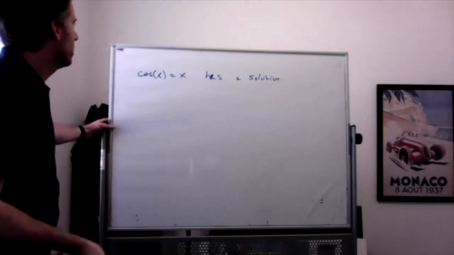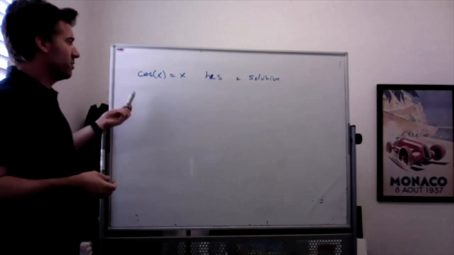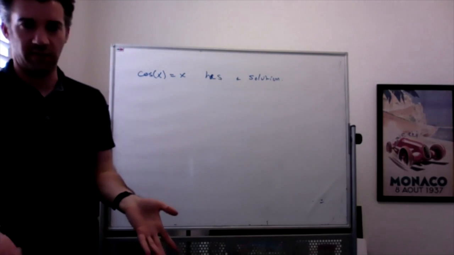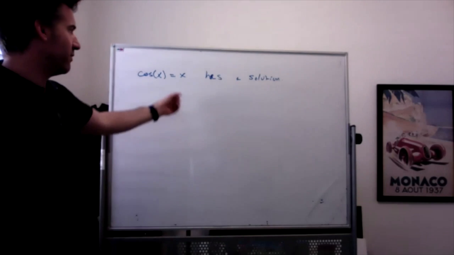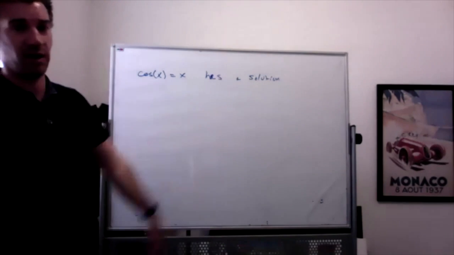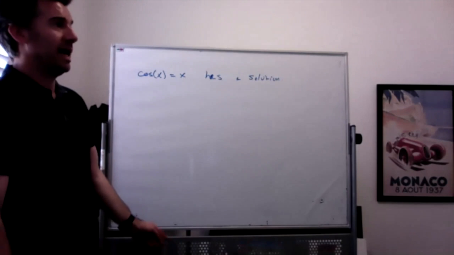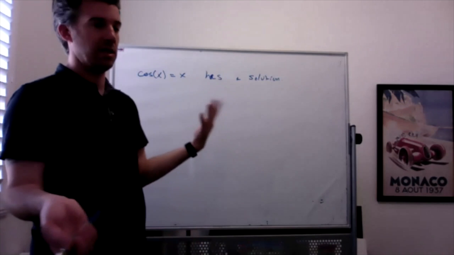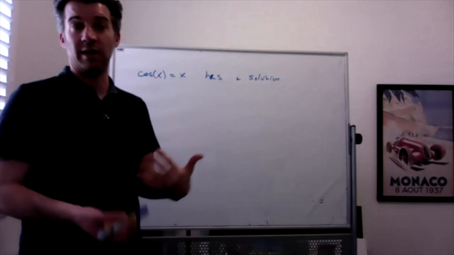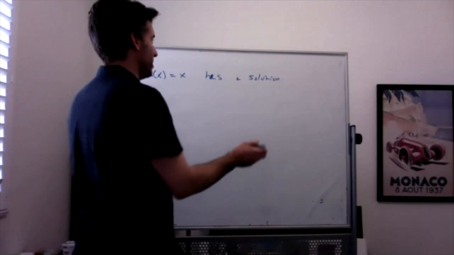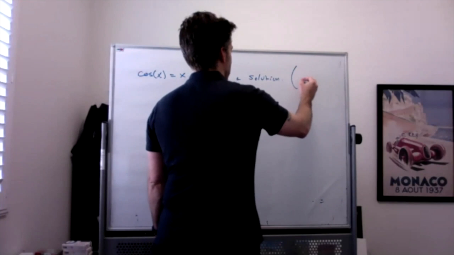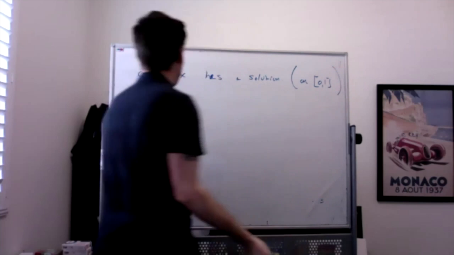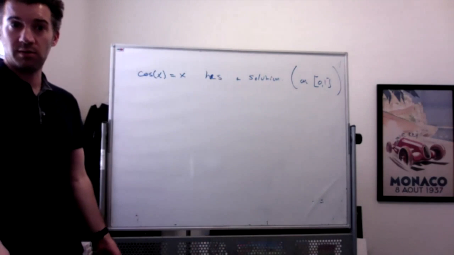So here's how you do this. These questions work out differently depending on what you're given. Sometimes they'll just give you this, and this is the bare bones, least amount of information you can be given. Slightly more is sometimes they can say, show that this equation has a solution on an interval. Like I can say, show that this has a solution on the interval from 0 to 1. That's also an option depending on what's given.